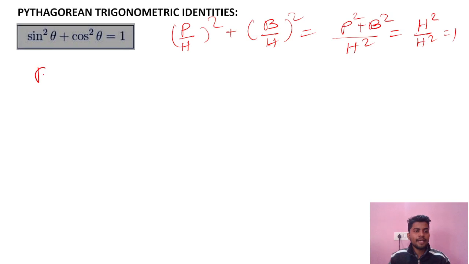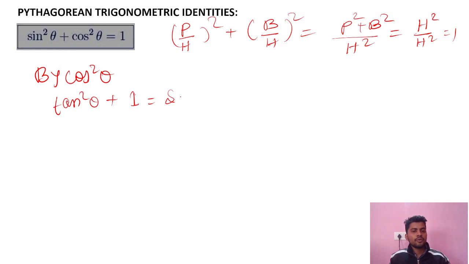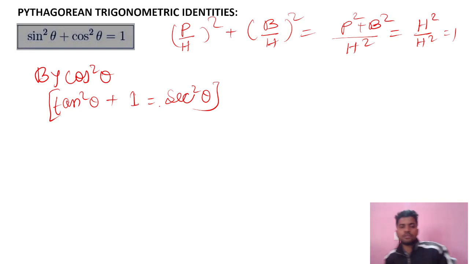Now, if we divide by cos square theta on both sides, numerator LHS as well as RHS, then what we will get? The sine square by cos square would lead to tan square theta, plus cos square by cos square would lead to 1, is equal to 1 by cos square theta, which is equal to sec square theta. So another trigonometric identity is 1 plus tan square theta is equal to sec square theta.